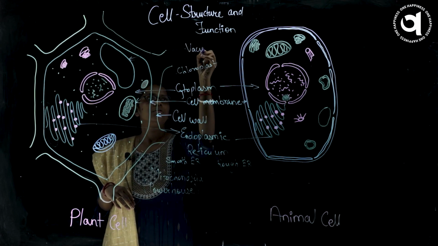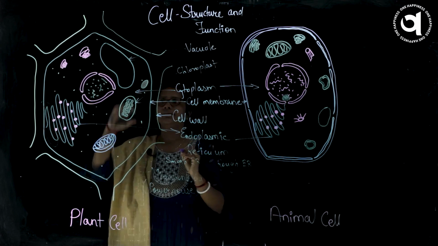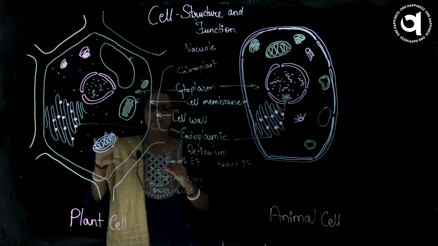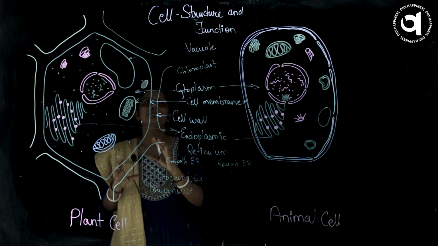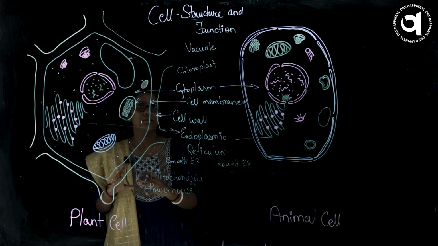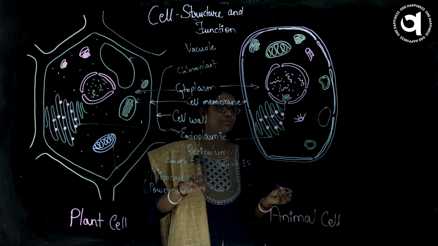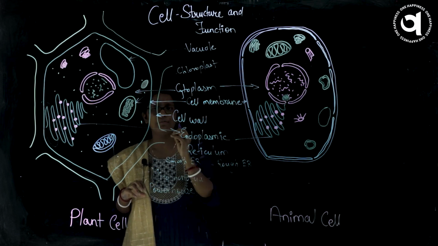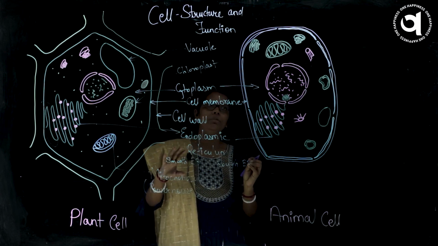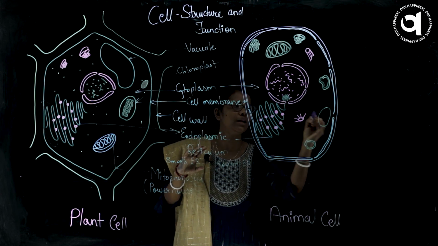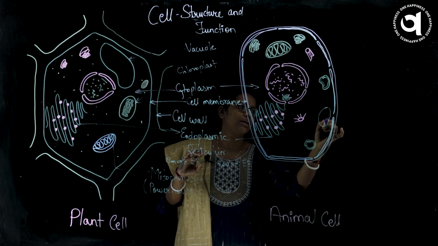Now here is one more thing, that is the vacuole. It is an empty space. Here in the plant cell, a very large size vacuole is present, whereas in animal cell it is not compulsory that in each and every cell this vacuole will be present. If it is present, it is very small in size, as you can see here.